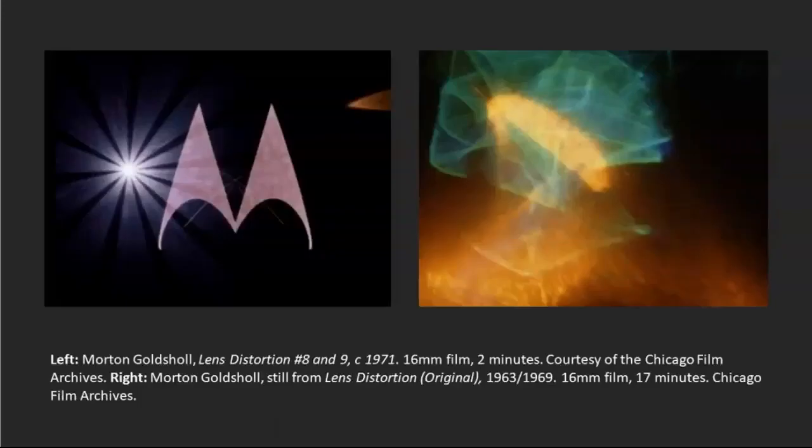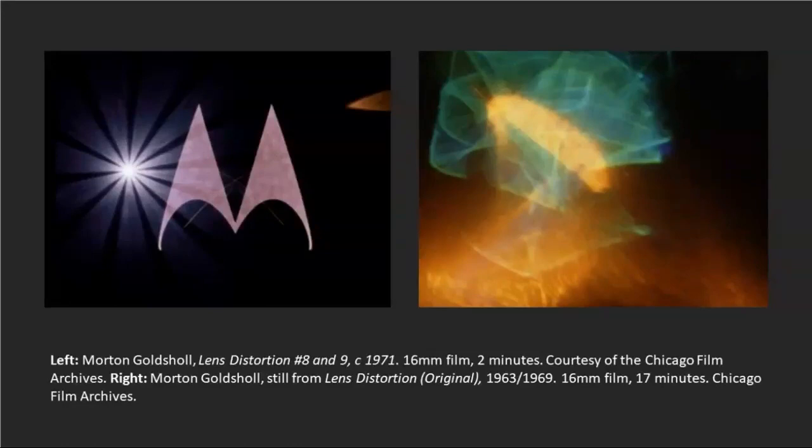So in the next slide, we have another clip here. Another group of films in the Chicago Film Archives. Just wait till the clip is loaded. A group of films in the Chicago Film Archives called Lens Distortion. And you're seeing one play here.